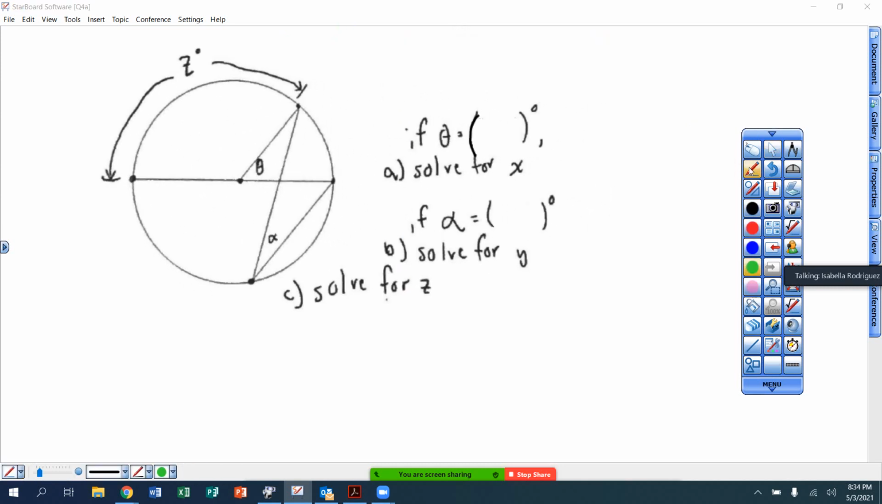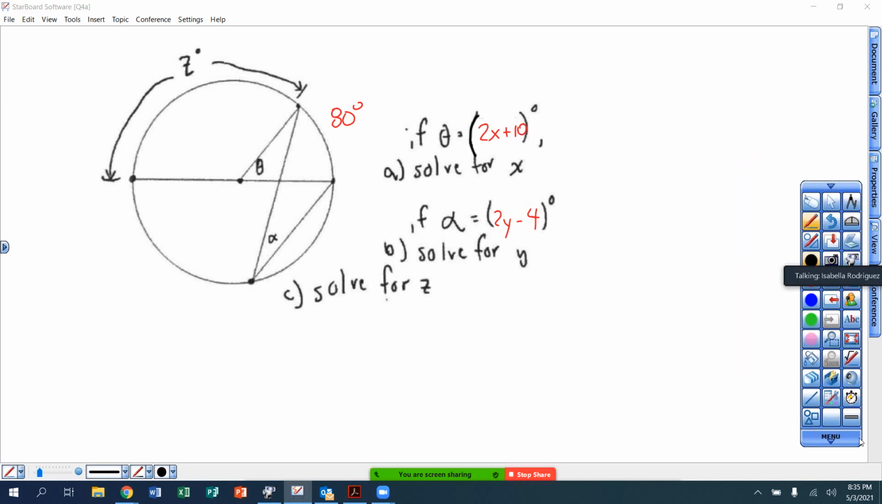All right, so for this made up problem here, I'm going to say this is 80 right here. And I'm going to give you an algebraic piece here. I'm going to say, okay, theta is 2x plus 10. And then alpha is 2y minus 4. Would you know how to solve for x and y there if I threw a problem like that at you? Yeah. All right, what would you do?